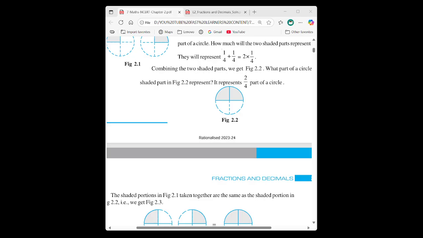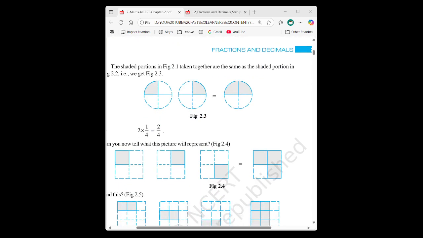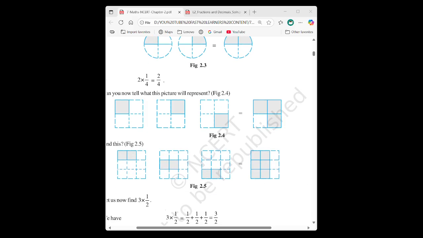Even if you add these, you know these are like fractions. So you just add the numerator and you will get the answer 2 by 4. Here, the same thing has been shown to you. Let us see 1 out of 4, 1 out of 4, 1 out of 4. 3 times this thing has been given, and all of this 1 upon 4, 1 upon 4, 1 upon 4 makes 3 upon 4.